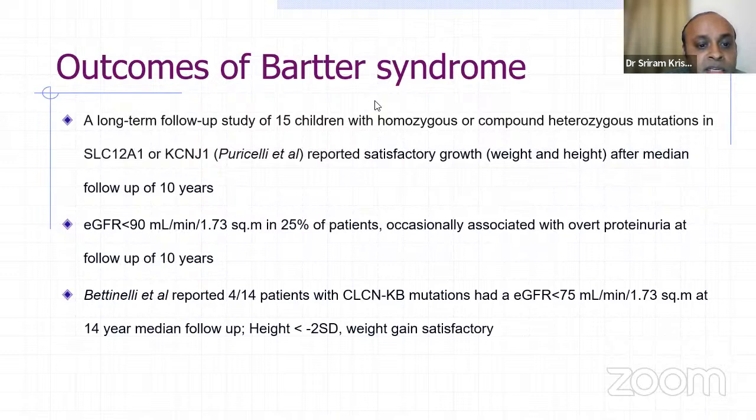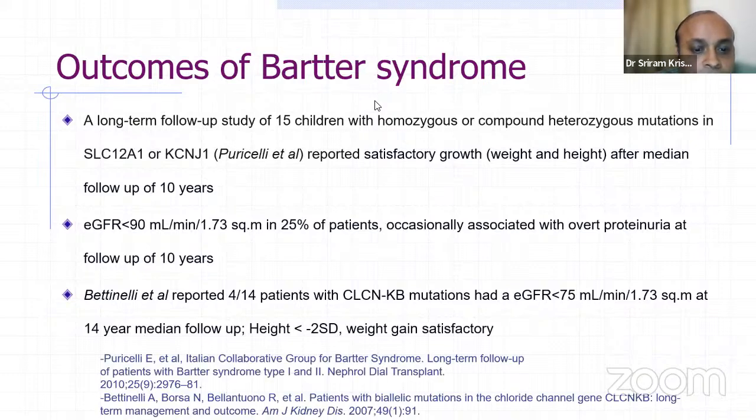Whereas another Italian registry, in a cohort of 14 patients, 4 of whom were type 3 Bartter, as opposed to the other Italian registry, which was type 1 and type 2, reported that the eGFR was less than 75 at a 14-year median follow-up. So one has to follow up these children carefully. This series showed that the height velocity remains low in type 3 Bartter. The height never catches up fully. The weight gain was found to be satisfactory.